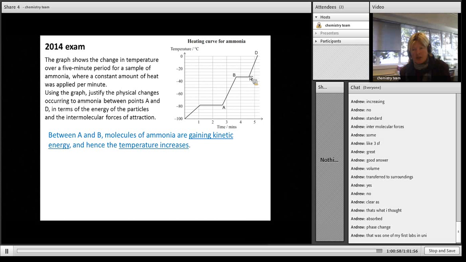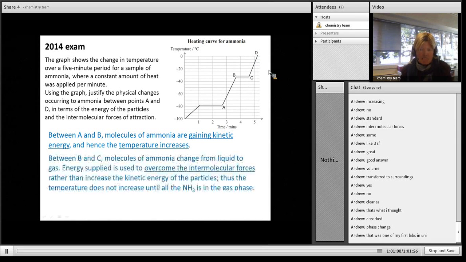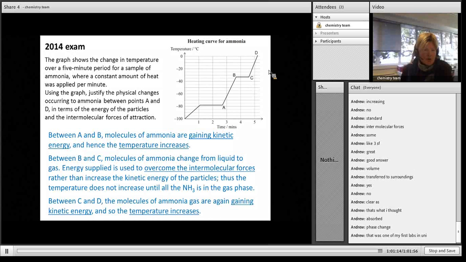And then now we've got gases. So show you know that between C and D is a gas. As I'm adding energy, they're simply increasing in kinetic energy. So those are the 3 important points you have to say.